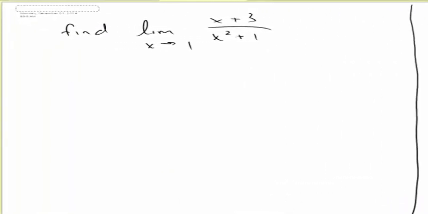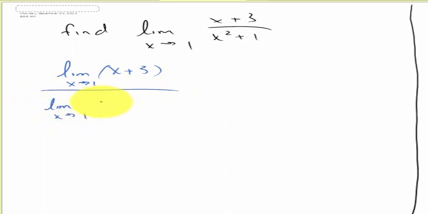We want to find the limit of x plus 3 over x squared plus 1. First thing, is x equals 1 a value where this function is undefined, where it's discontinuous? No, it's not. So that's good. What we can do is use these limit laws. Limit as x approaches 1 of x plus 3 over the limit as x approaches 1 of x squared plus 1. Now another limit law: limit as x approaches 1 of x plus limit as x approaches 1 of 3.